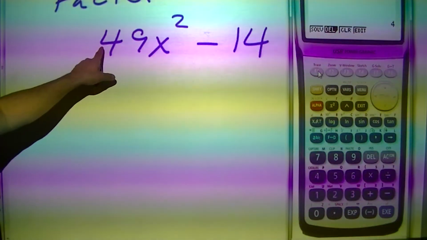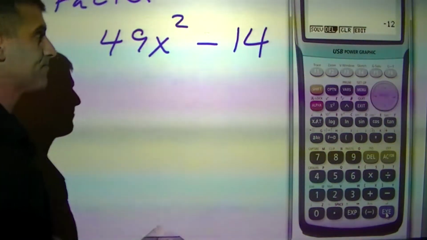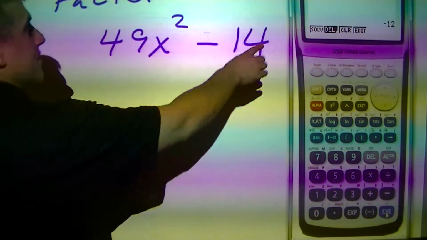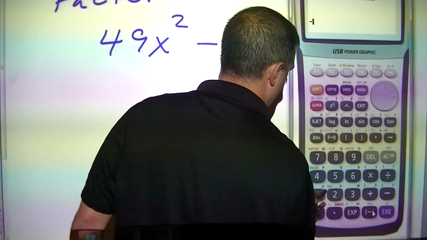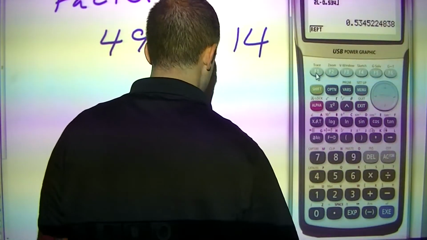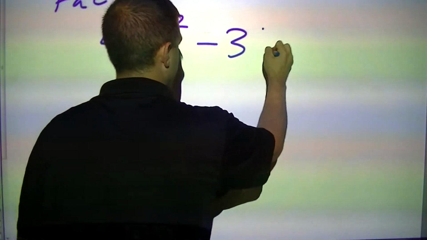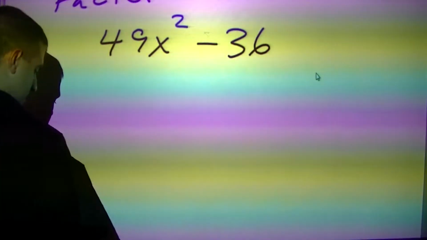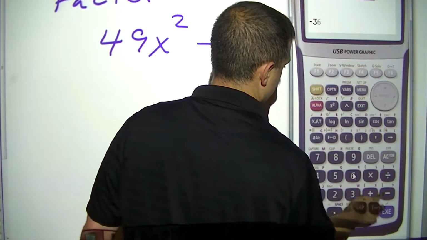Now, what this means is, what's the number in front of x squared? 49. What's the number in front of x? 0. What's the number that's over here? Negative 14, and I hit solve. Actually, I'm sorry, I don't want to do negative 14. I want to do something like negative 36. Sorry about that. Let's go back and change that. Let's make that negative 36.